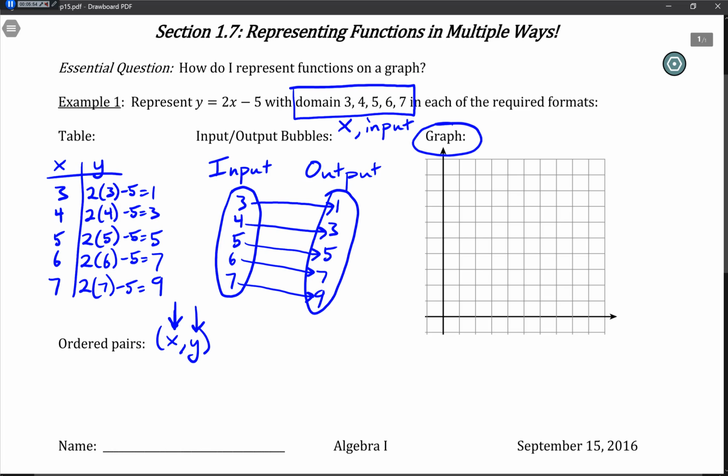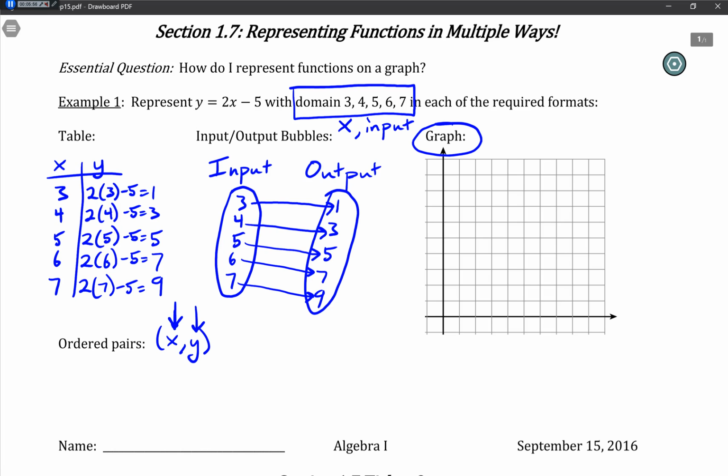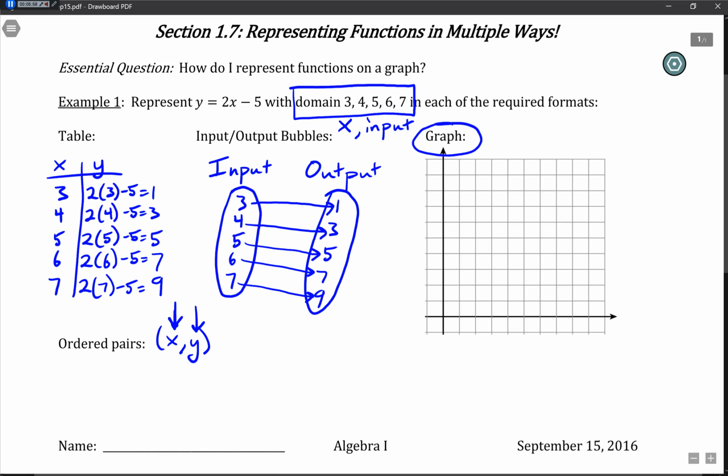So in order to make the ordered pairs for my example, all I have to do is look up at the table and find which x matches with which y. So let's look at the first one. Well, my x would be 3 and my y would be 1. So that's an ordered pair, and it tells me, hey, when I put in 3, I get out 1. Every mathematician knows that to be the case.